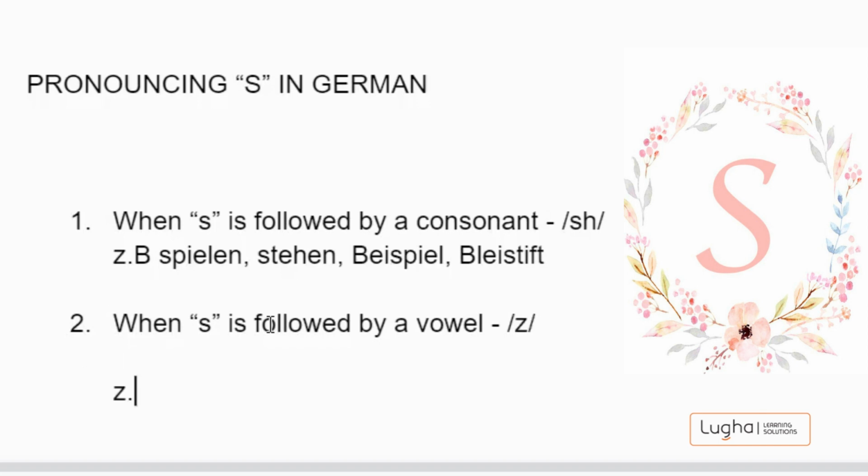Zum Beispiel, we have sagen. I hope you're repeating after me. Sagen, sehen, suchen, and so on. When S is followed by a vowel, then pronounce it as Z. So rule number 1 was when S is followed by a consonant, and in such a case it's pronounced as sh. Now we're saying that when S is followed by a vowel, we pronounce it as Z.